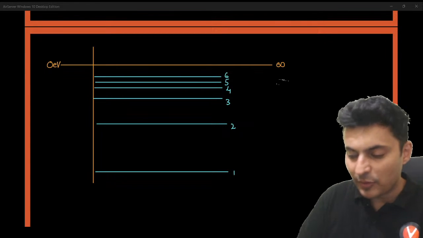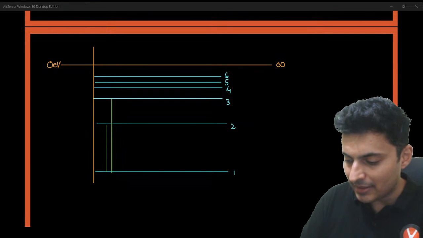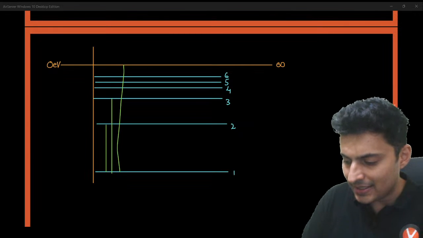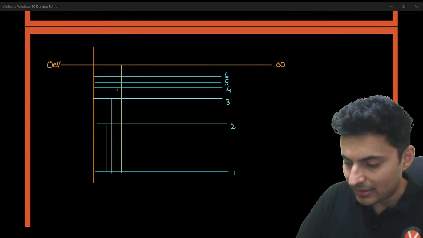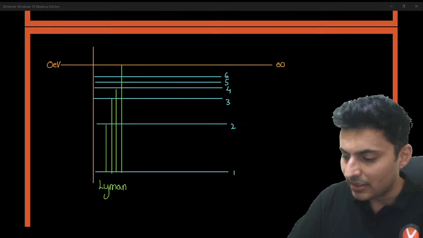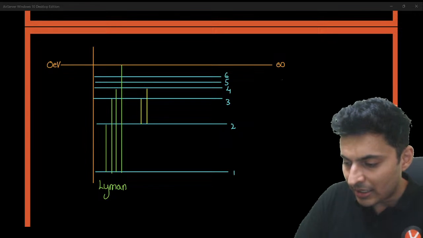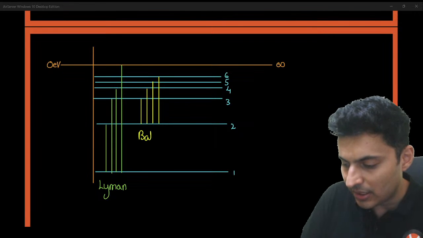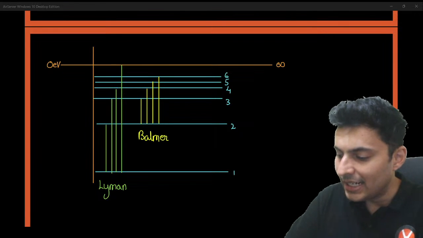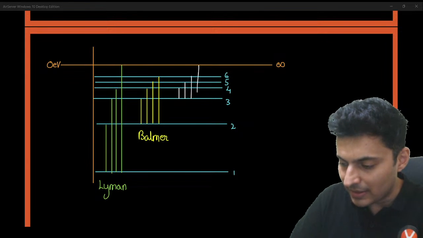If a transition happens from any higher orbit to n is equal to 1, what are these lines called? Lyman lines. There are many lines in between, but I'm skipping all those lines. They are called the Lyman series. If any transition happens from higher shell to n is equal to 2, what is that series called? Balmer series. If any transition happens from higher shells to n is equal to 3, what is it called?